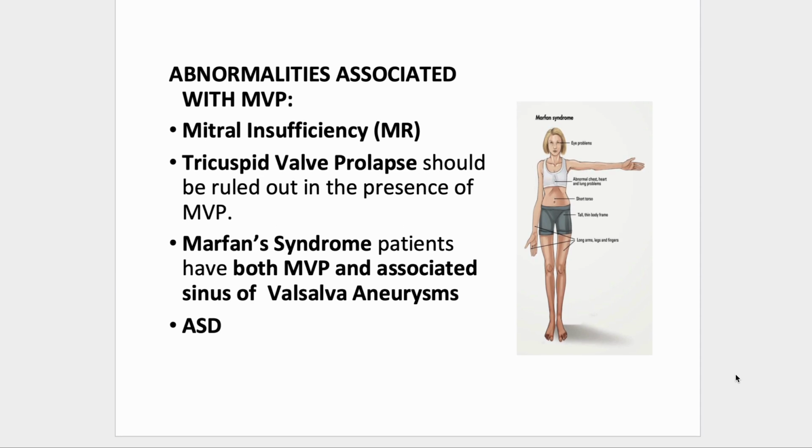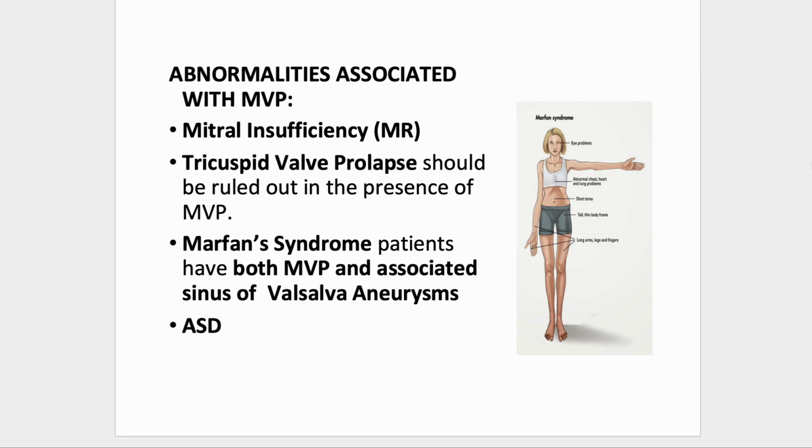Other abnormalities that are associated with mitral valve prolapse, so we talked about MR already. You might even see tricuspid valve prolapse. You can look at both valves and see if both are affected. And then you have something called Marfan syndrome. These are people you might have seen just walking past you in the street. They generally tend to be pretty tall, pretty slim, right? And have long limbs. So longer arms, longer legs.